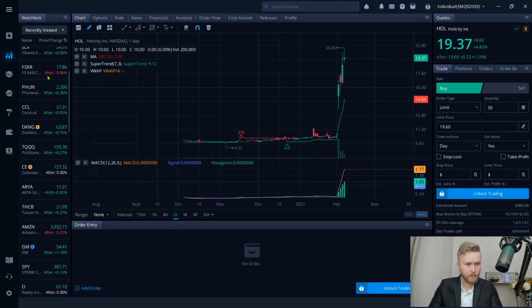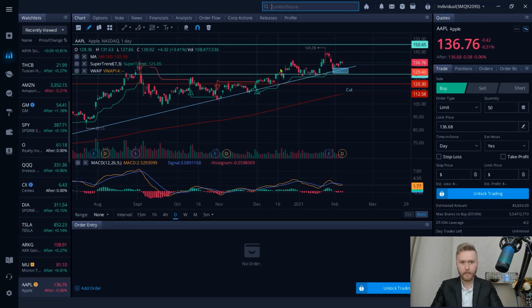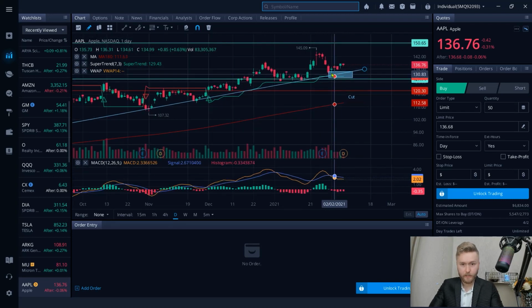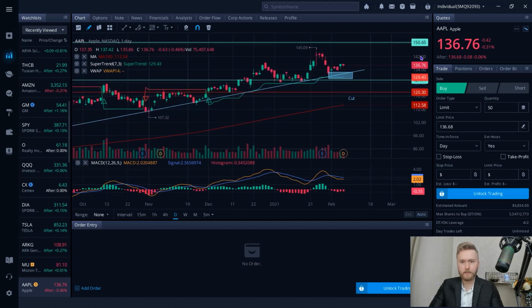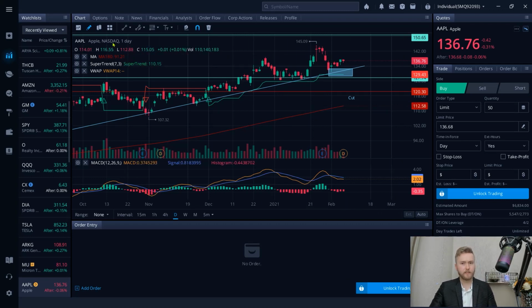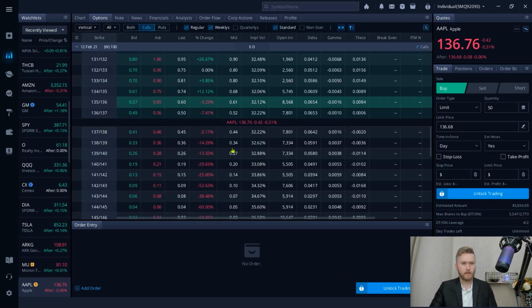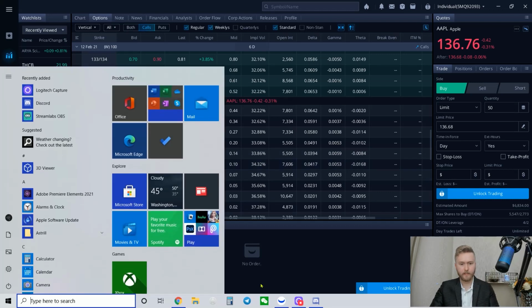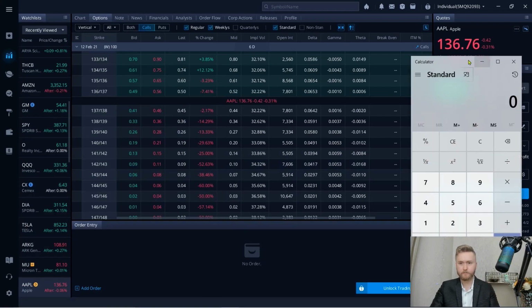So let's go into a popular stock. Let's just go ahead and say Apple. This is actually one that I was doing some announcements on. And as you can see, it actually bounced off our little buy zone and is heading up. This is easily going to be a $150, $180 stock. Anyways, so let's take a look at the options, and let's pull up our calculator so we can really dig into this.